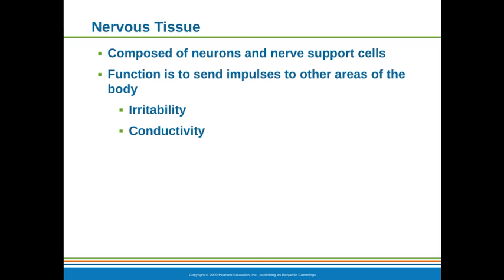Now we have nervous tissue. So this is composed of neurons and nerve supporting cells. We call these glial cells. Its function is to send impulses to other areas of the body, primarily through irritability and conductivity.